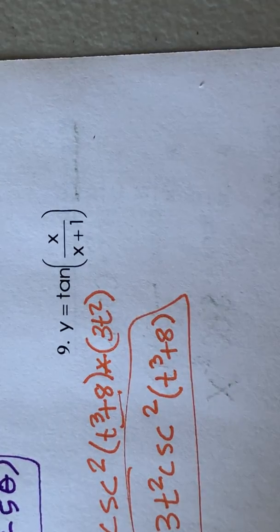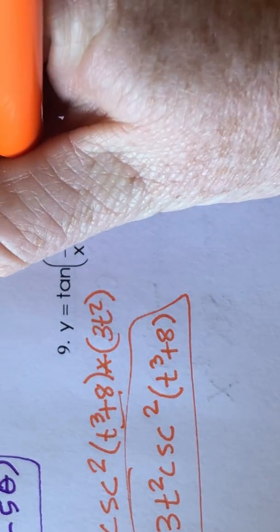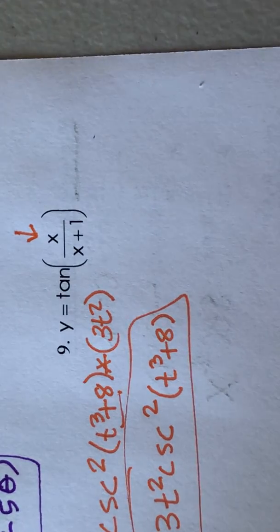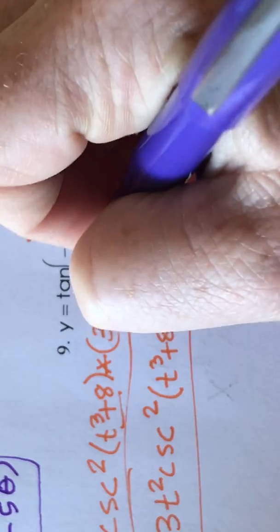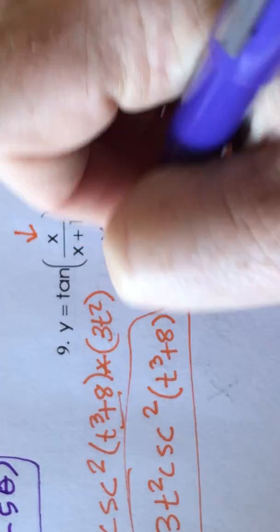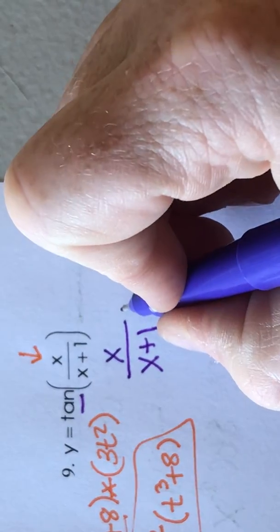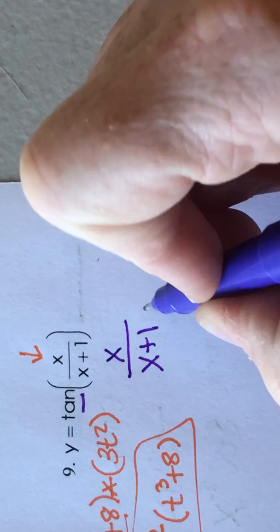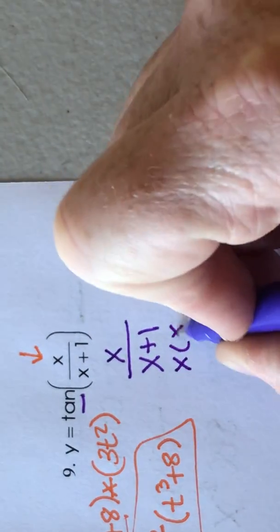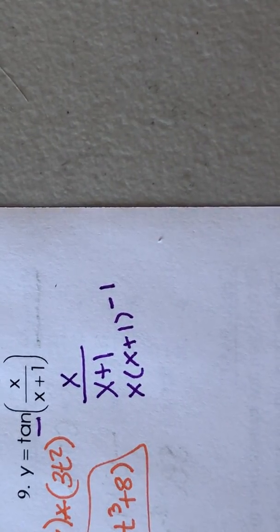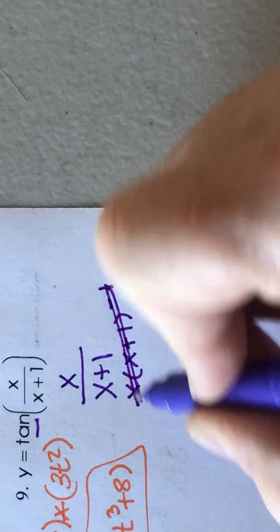Okay, now number 9 is a tangent, so you'd have to do the tangent, then you'd have to do the chain rule, which is the derivative of x over x plus 1. Okay, so let's first find the derivative of x over x plus 1. Let's find what that y prime is, and then we'll put it with tan. So this would end up being x times x plus 1 to the negative 1, and then you have a product rule. Or you could do the quotient. We haven't practiced the quotient, so let me go ahead and do that, sorry.